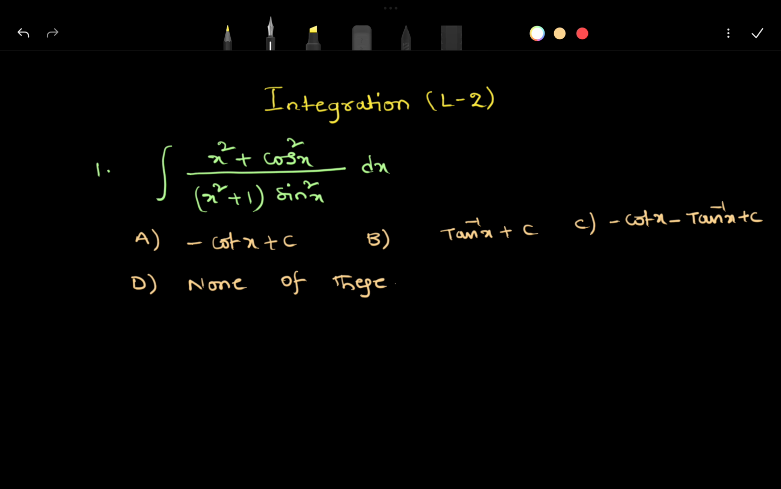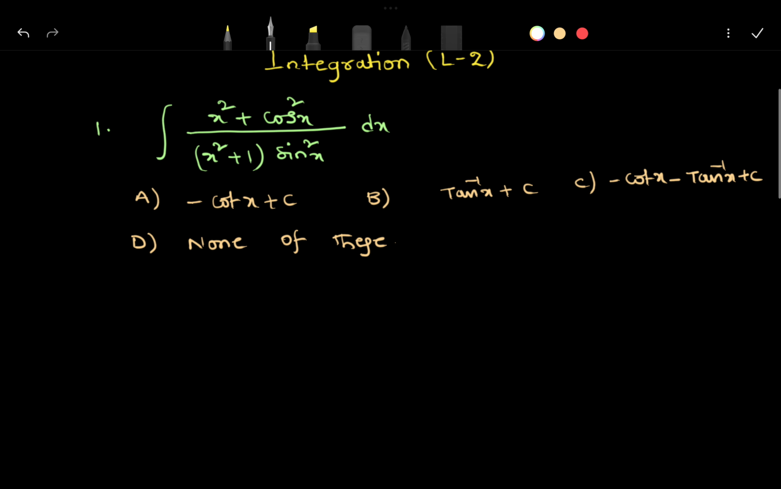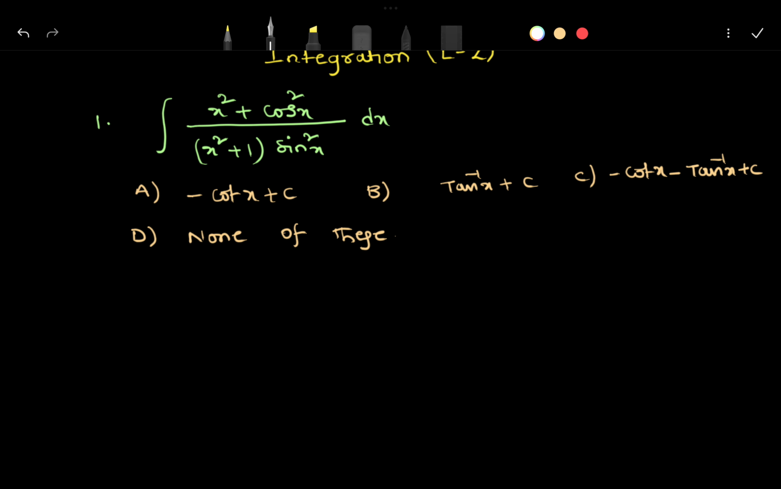See, here the first question is the integration of (x square plus cos square x) whole divided by (x square plus 1) into sin square x. The same kind of questions we already discussed, only algebraic expressions and only trigonometric ones, in lecture 1. Now it is a mixing of trigonometry and algebra. See, here the denominator is x square plus 1.